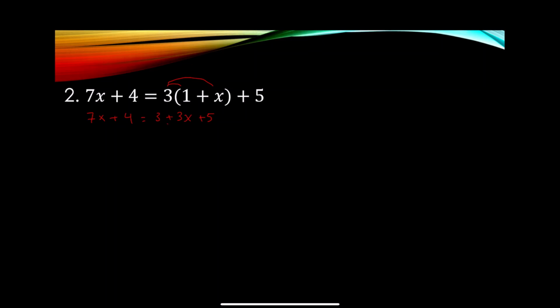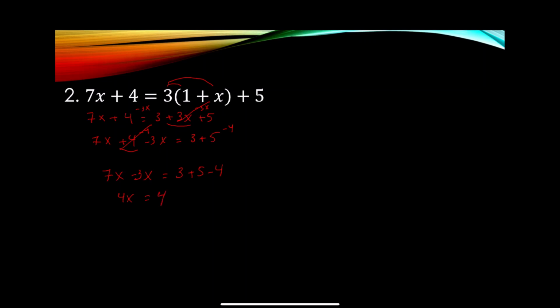Now, first of all, we have to get rid of this plus 3x by adding negative 3x to both sides. So 7x plus 4, negative 3x, this will be cancelled, equal 3 plus 5. In order to get rid of the plus 4, we should add negative 4 to both sides. So this will be cancelled, 7x minus 3x equal 3 plus 5 minus 4. 7x minus 3x is equal 4x. 3 plus 5 is 8, minus 4 is 4.